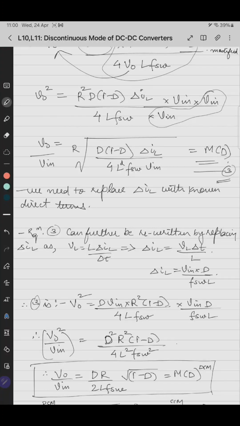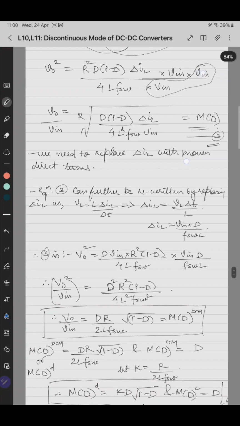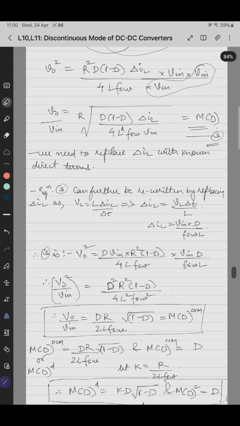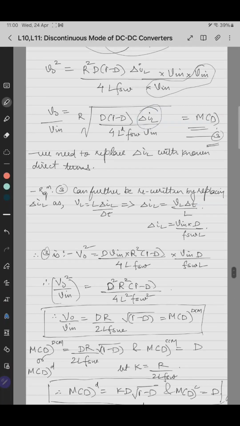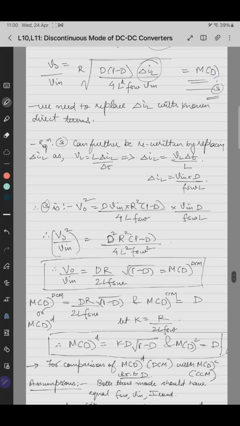V0 by Vin is R into under root of D into 1 minus D delta IL by 4 into L, D F switching Vin. The thing is, L means inductance, which is a given quantity, but we have to replace this delta IL. So for replacing it, we'll use this equation: VL is L delta IL by dt. Now here delta IL is not the delta IL in discontinuous conduction mode, it is for the continuous conduction mode. So we can replace delta IL from this expression, Vin into D by F switching L.